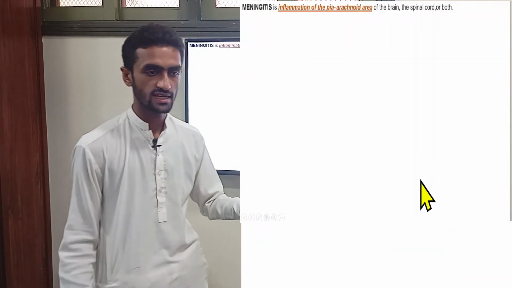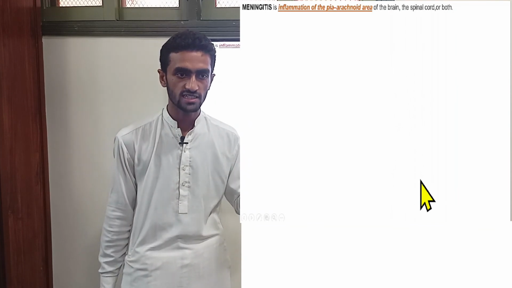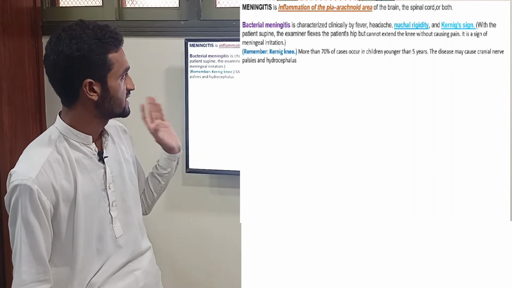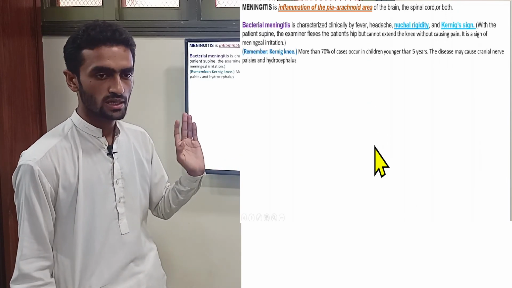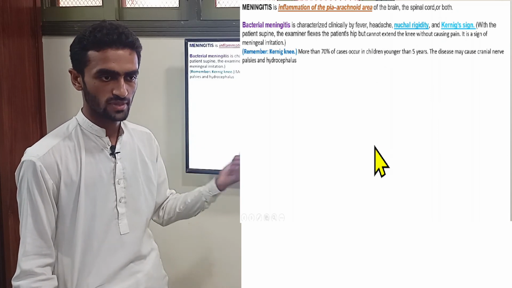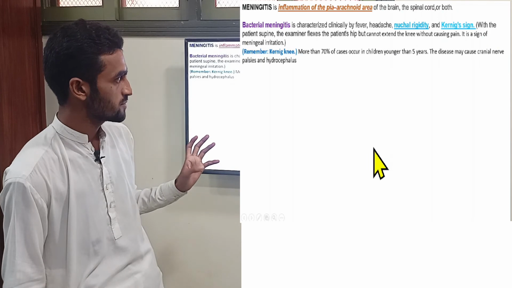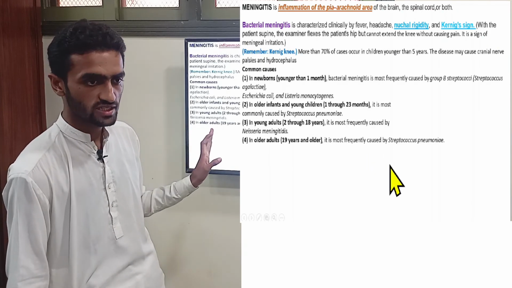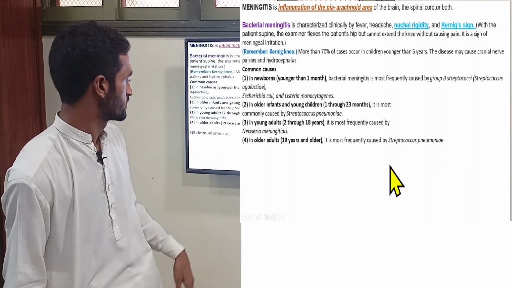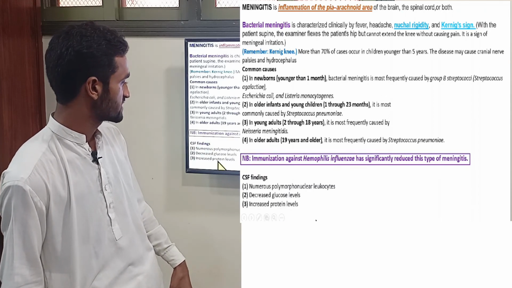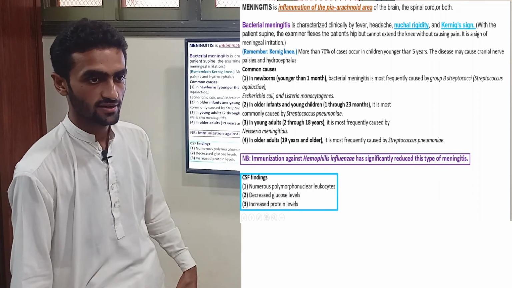So the last clinical topic associated with the meninges is meningitis. Meningitis is actually an inflammation of your leptomeninges, or you can say pia mater and arachnoid. I'm not going to go into detail on this, you can read it on your own. Just remember my area of interest here, the CSF findings.